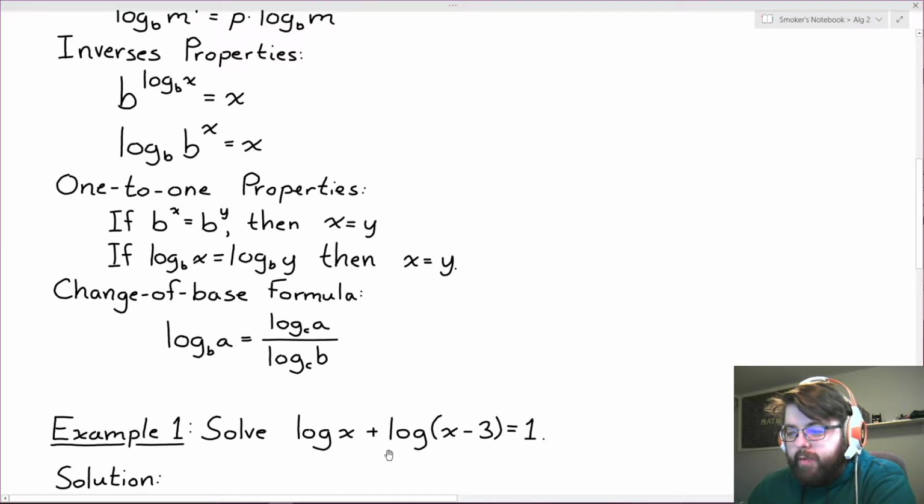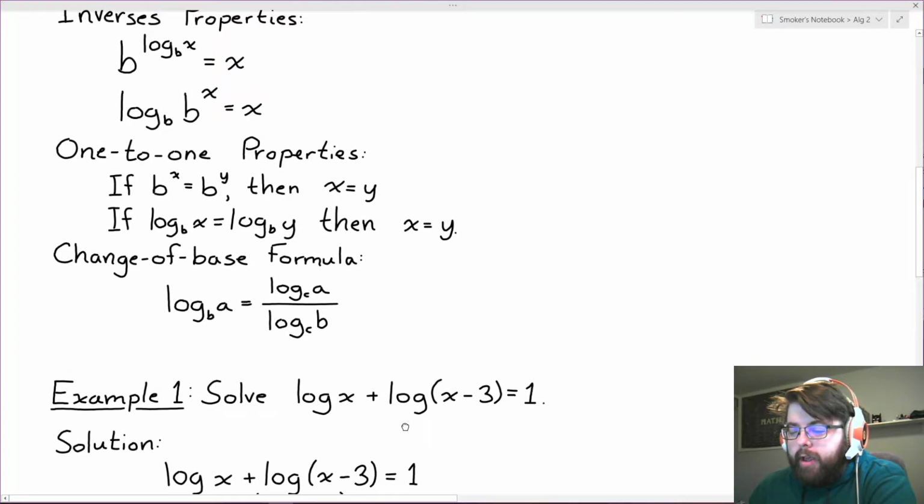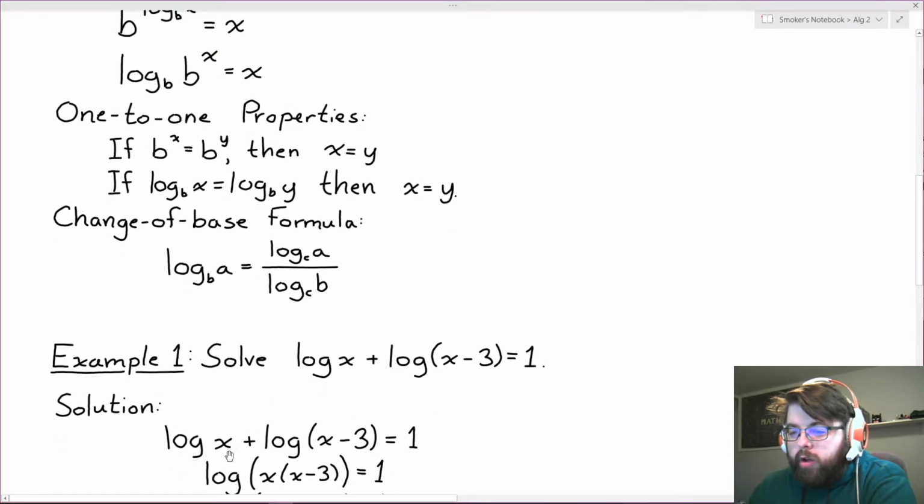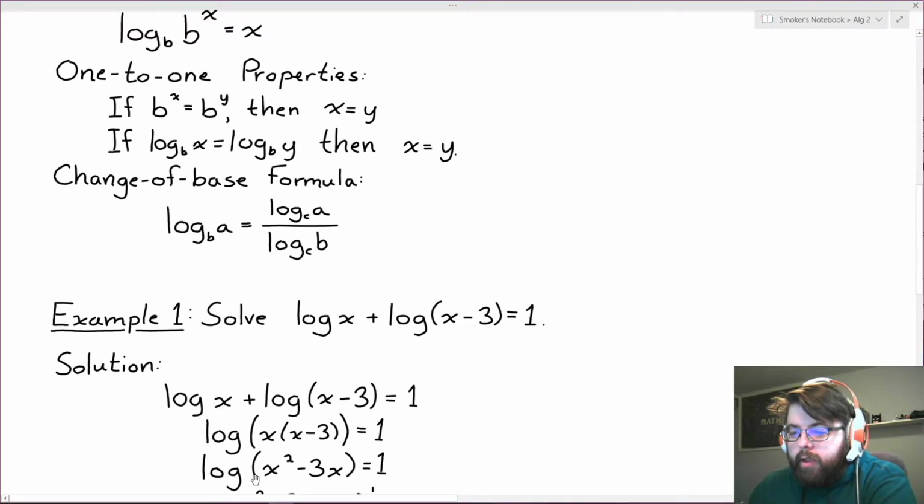It'll always be the same base, otherwise you can't do anything, you can't solve this. And that property says that you need to multiply the things inside the log. So I'm going to multiply; this is one log, I'm going to have x times x minus 3. Well, x minus 3 is in parentheses, so it's going to be x times quantity x minus 3. You can distribute the x into the x minus 3 and get x squared minus 3x. And now I have one log with a base 10 to all this stuff, and then equal to a number.